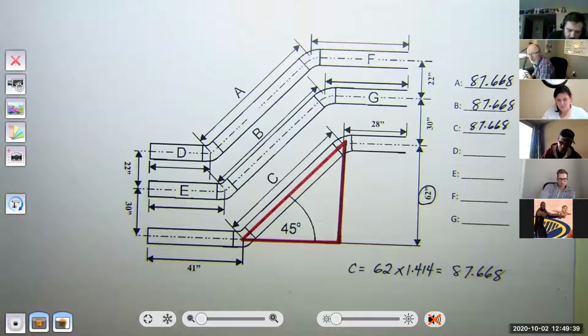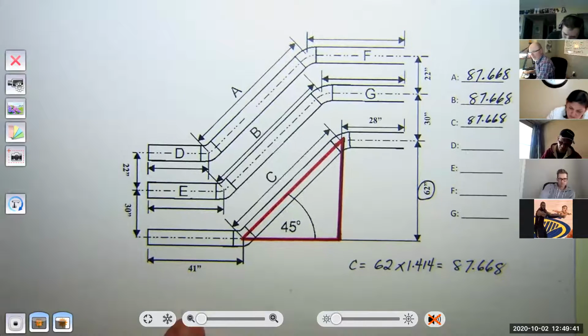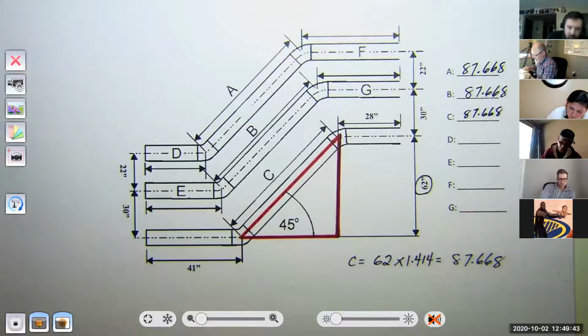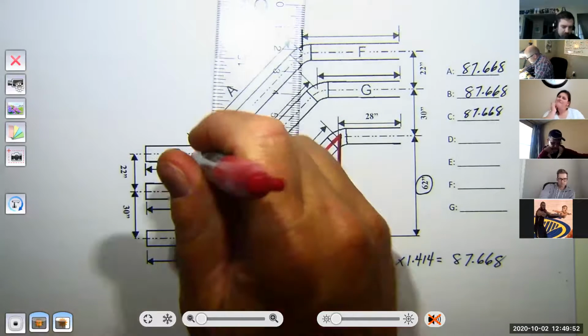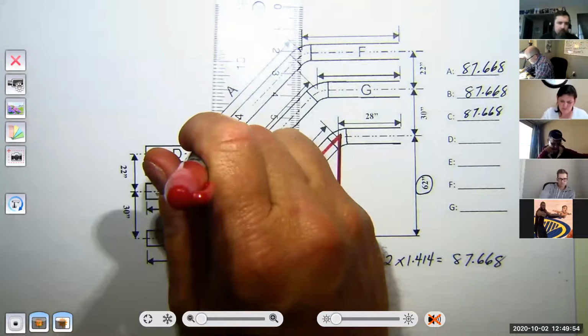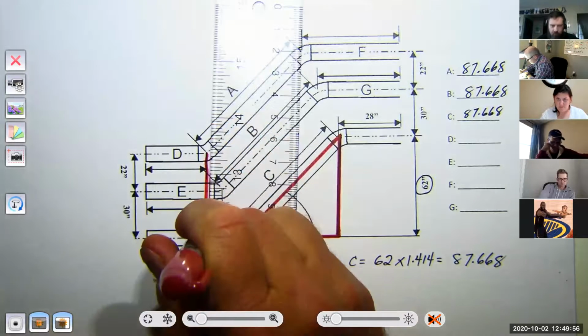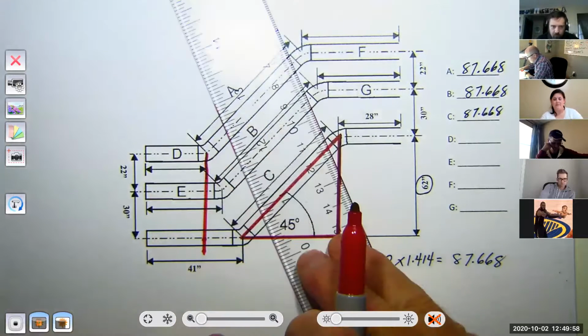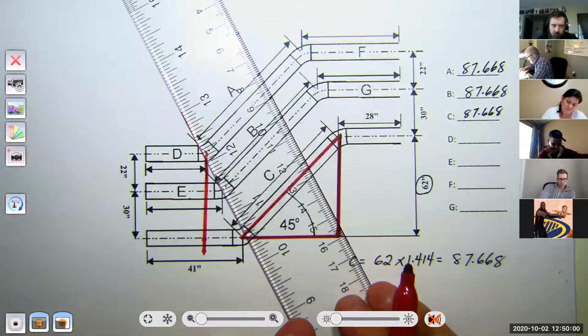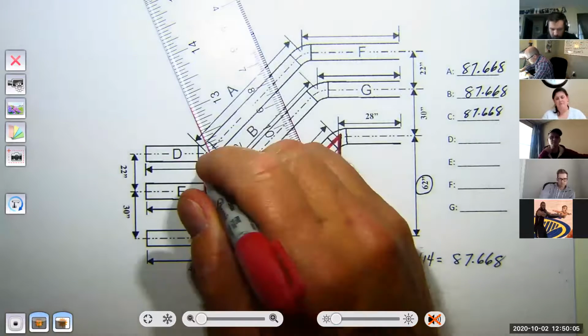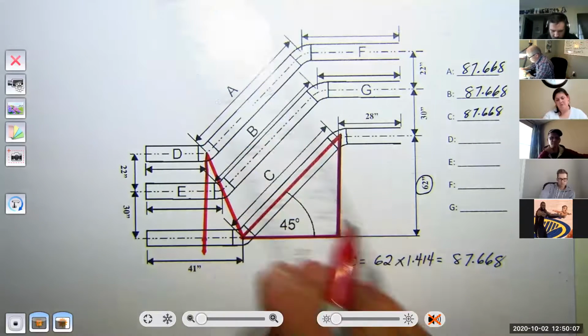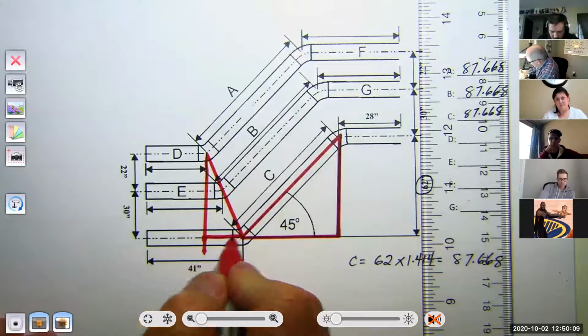Now we're going to solve for D. I am going to take D right here. I'm going to draw a straight line down this 45, and now I'm going to cut that 45 in half, making a 22.5 degree right angle triangle right there.